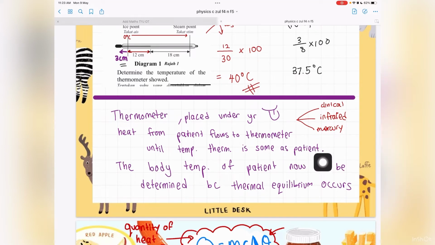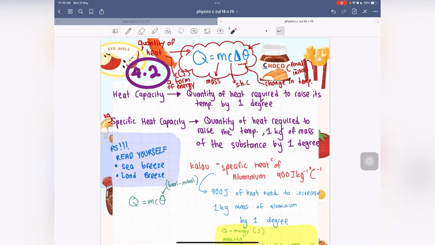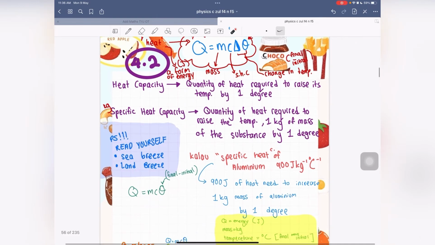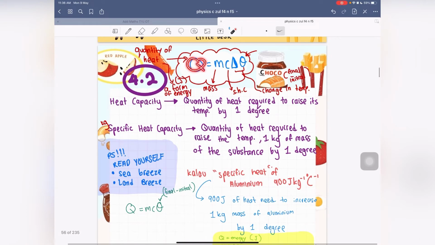This part of the chapter, which is 4.2, we're going to learn about the quantity of heat. Now the formula that you need to know is Q, which is the quantity of heat. Q equals mc theta. M is the mass, make sure it's in kg. C is the specific heat capacity, we'll learn more about it later on. Theta is the change in temperature, okay? So final minus initial, or the big minus the small.